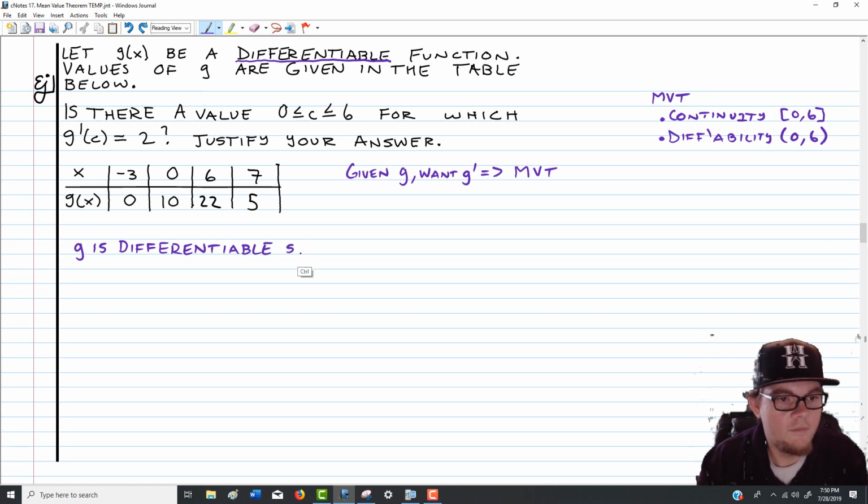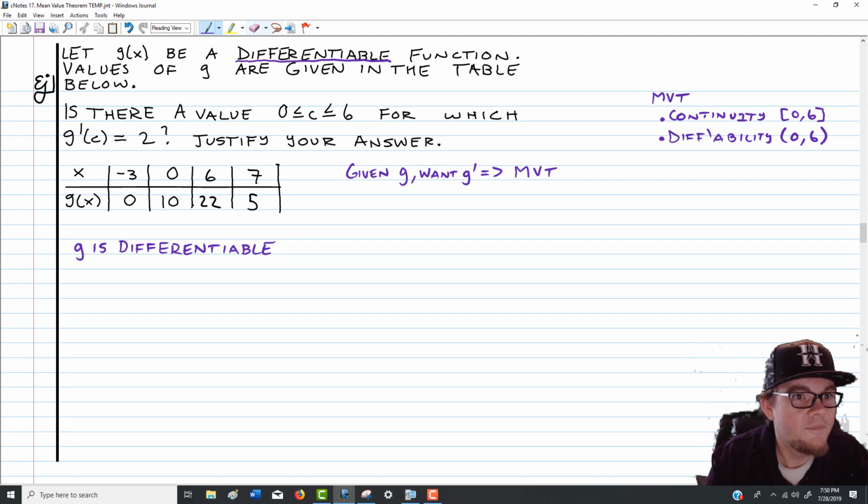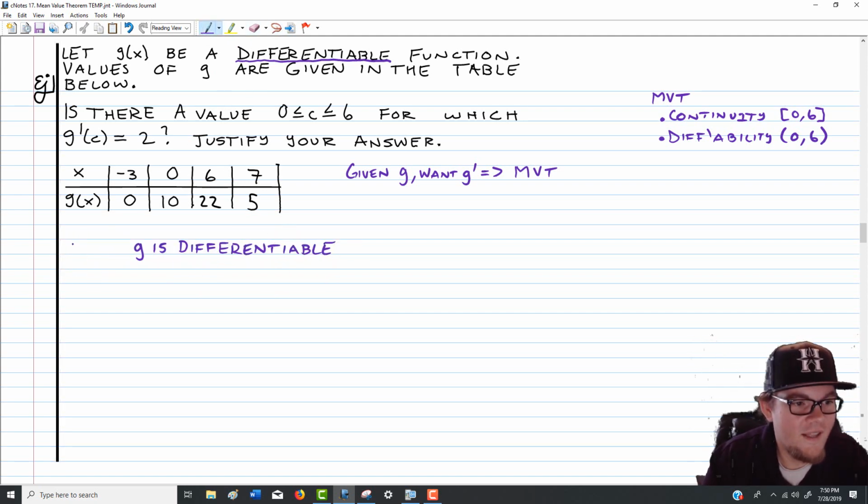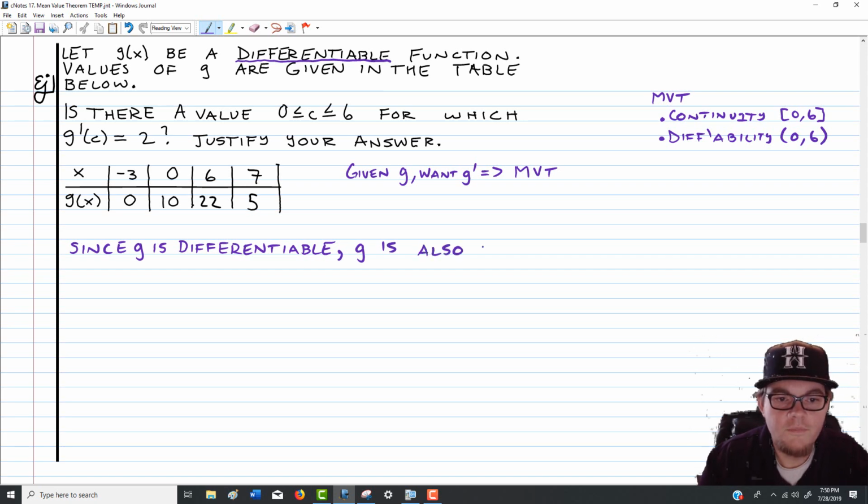I'm going to make a quick little substitution here. I like to say these exactly the right way. So first, since g is differentiable, g is also continuous. That way it's clear that differentiability is the condition that leads us to continuity as well.